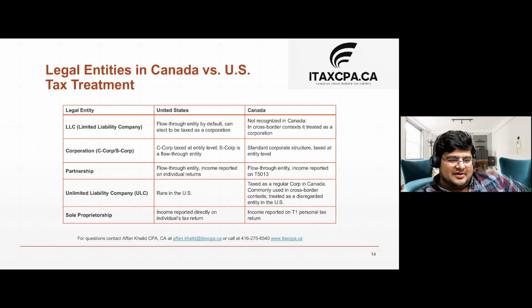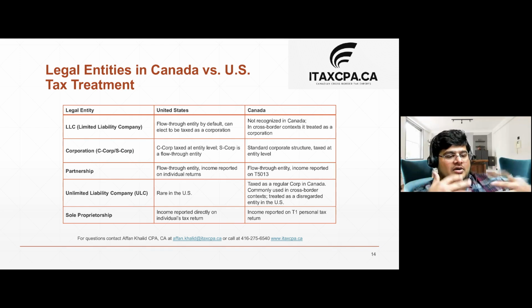So you have the LLC, which is viewed as a flow through entity by default, and the members generally pay tax on the income. It's almost viewed as a partnership if it has more than one member, or a disregarded entity if it is a single member LLC. But in Canada we don't have that concept. If it's a corporation, it's a corporation. It has to pay tax on the corporate income, and any payment out of that corporation to the shareholder will be called a dividend. Okay, so that LLC is not recognized in Canada.